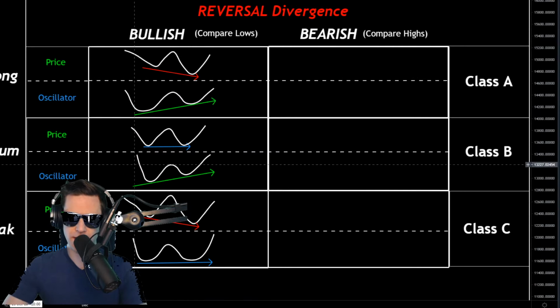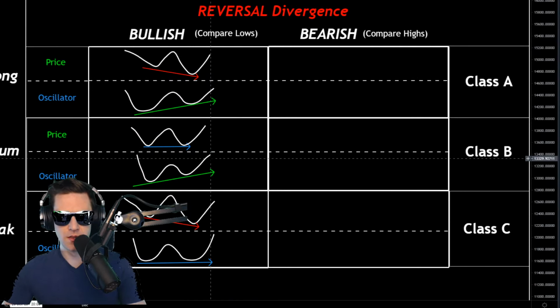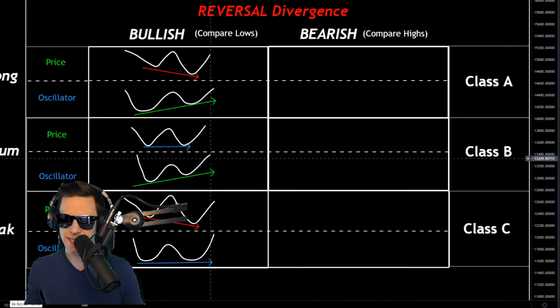So what's really great about this is these are really helpful for detecting reversals when price is in a downtrend, or the market or asset is in a downtrend, because they're going to show a difference, or a divergence, between the price action and what the oscillator is reflecting.